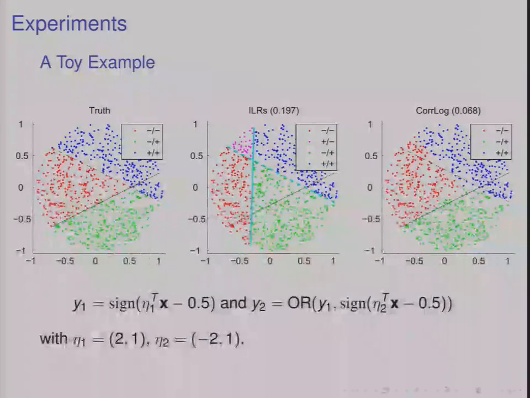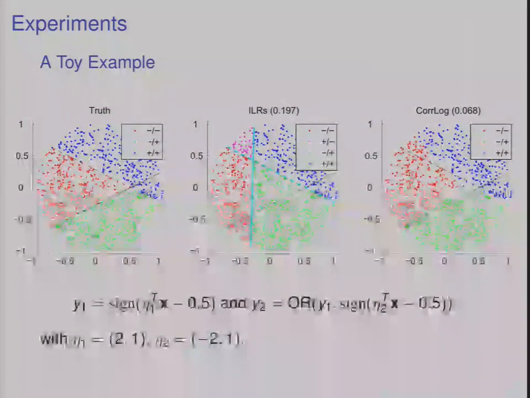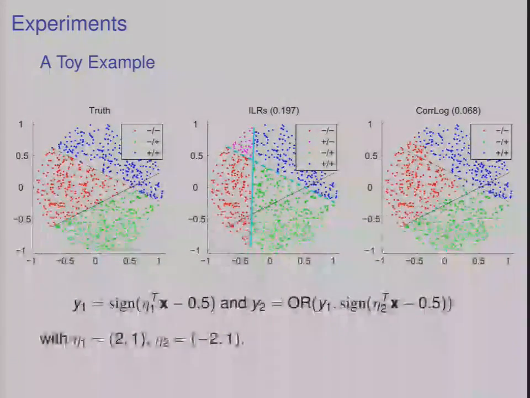And for CorrLog, the prediction is almost the same as the ground truth, and we only get a 6% error, but with independent logistic regression, we have nearly 20% error. We can also see that the prediction boundary of CorrLog is nonlinear.